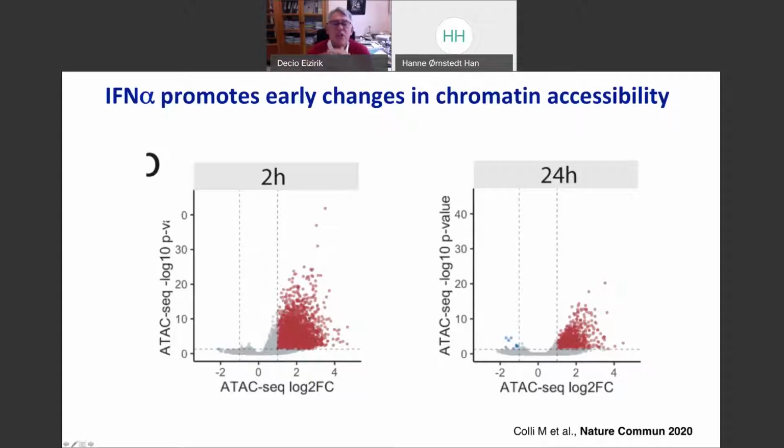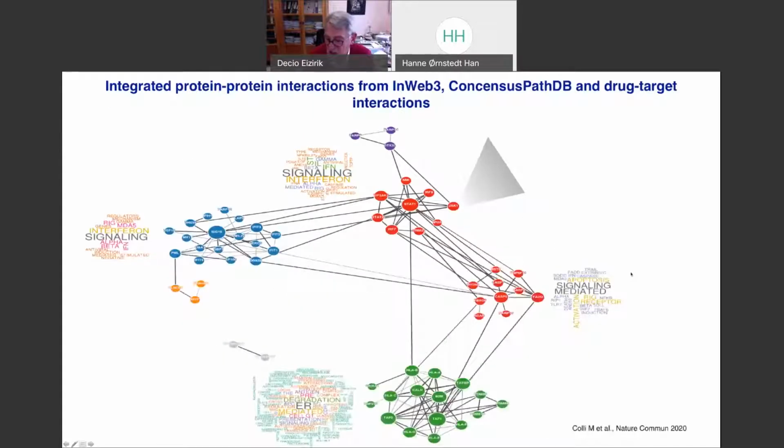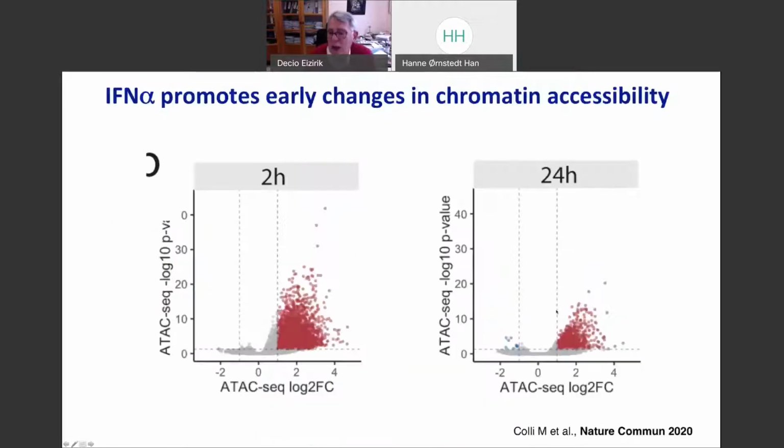It's a massive opening of the chromatin after 2 hours, and this chromatin opening is reduced after 24 hours. This very early response makes sense because type 1 interferons, one of their functions is the antiviral response. And since viruses proliferate very, very fast, it is crucial that the cellular response is also fast.